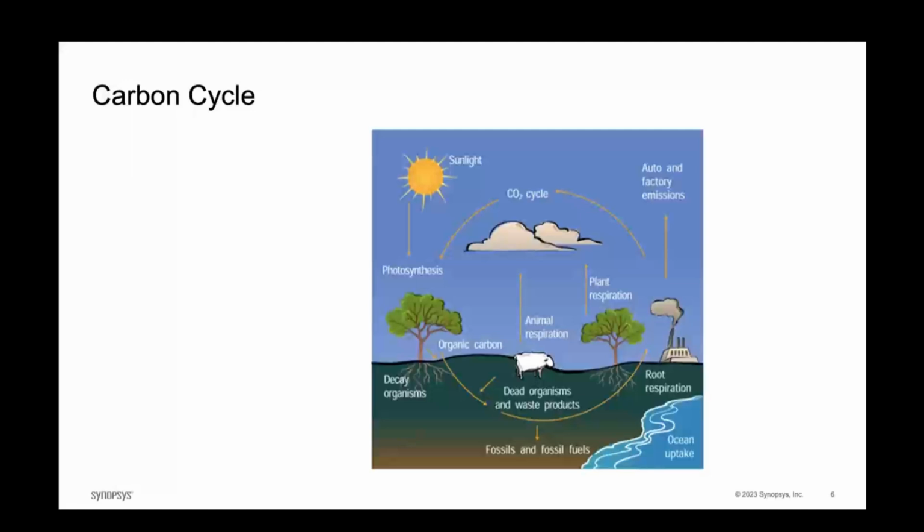So we have the organic carbon going to the CO2 cycle, where we have the plant respiration, making some emissions. We have the animal respiration, the dead organisms and waste products that are also making some emissions, and also creating fossil and fossil fuels. And we have the decaying organisms and the photosynthesis. And of course, we have this part, which is the auto and factory emissions, which is, I would say, the part that was added to the CO2 cycle.